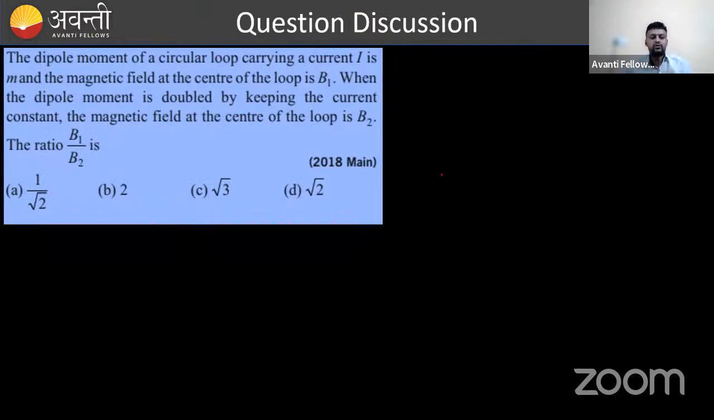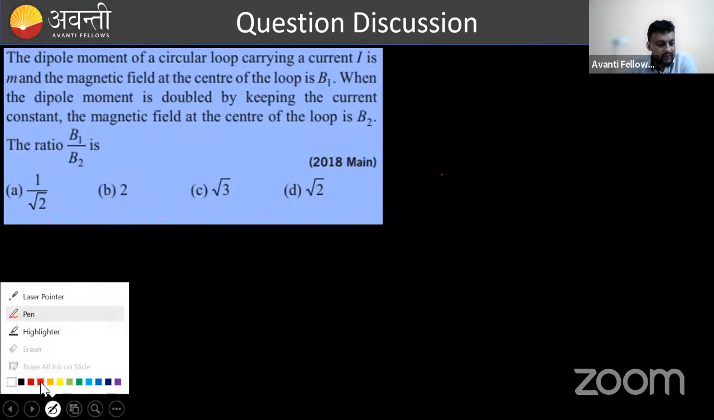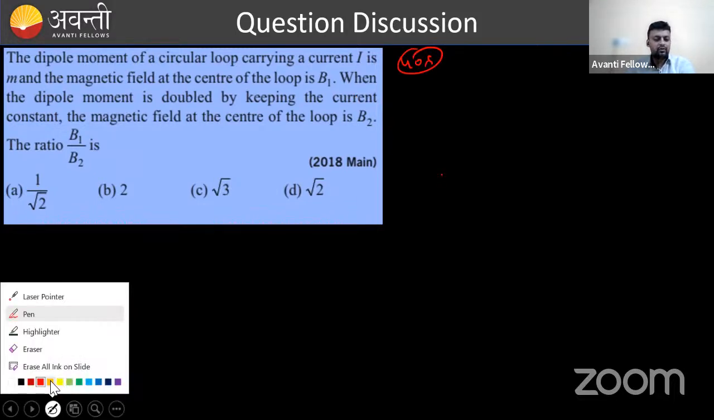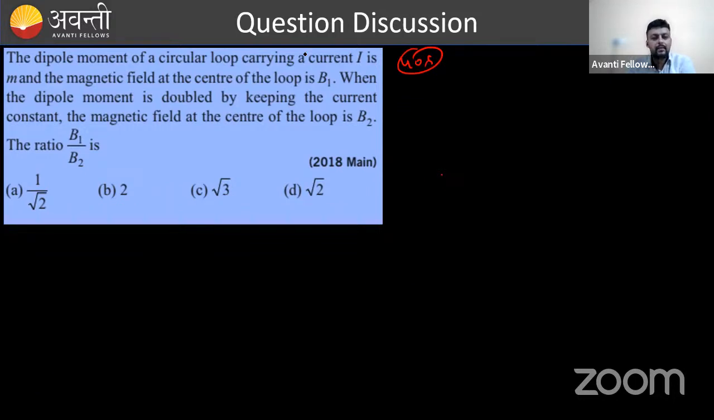Moving further to the next question. This is a question which was asked in 2018 in the mains examination. So have a look at the question. You will again get around 40 seconds to solve the question. For those 40 seconds, try to read the question and try to solve it.